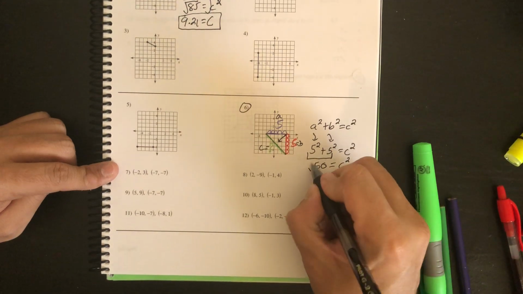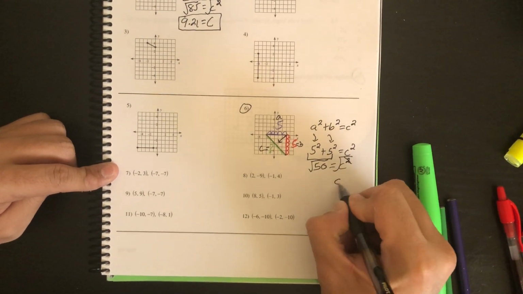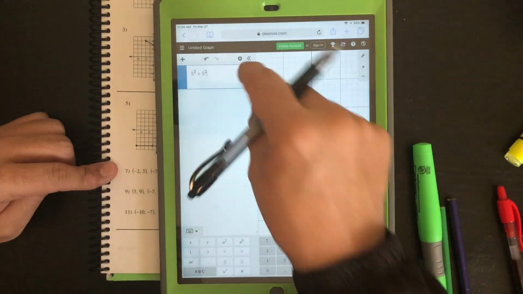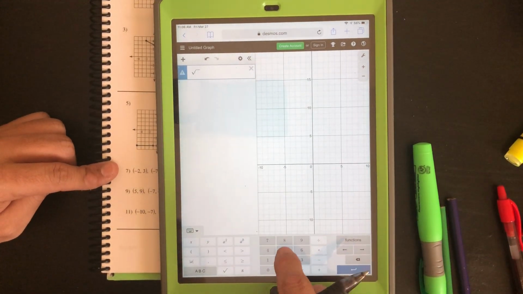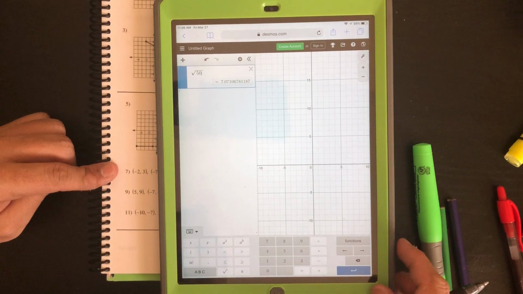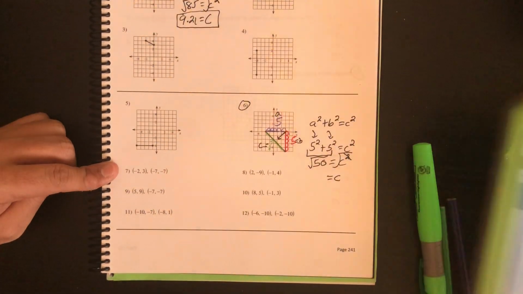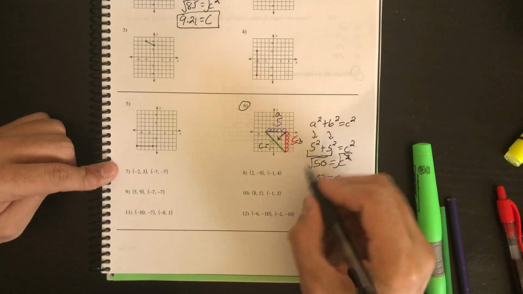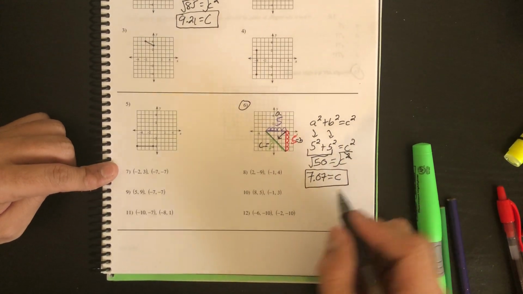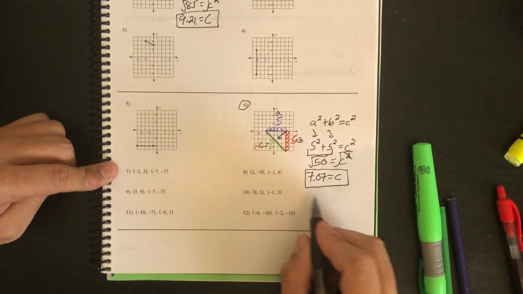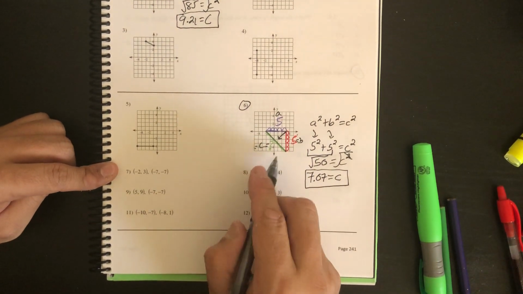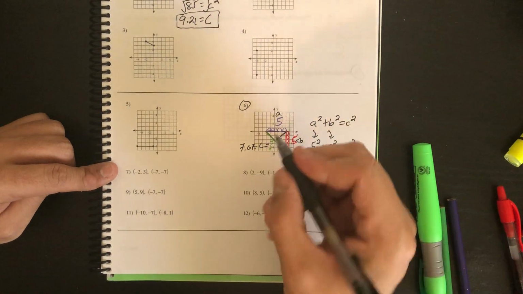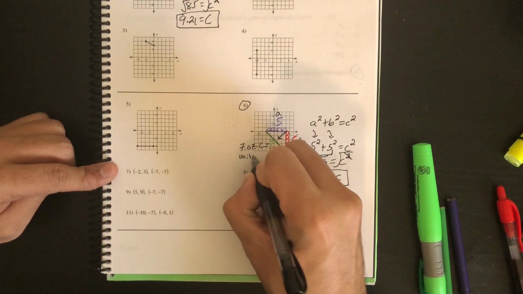Then the opposite of a square is square root. So the square root of 50 gives me 7.07. And that is the distance of that green line. Okay, that's how long it is. It is about 7.07 units.